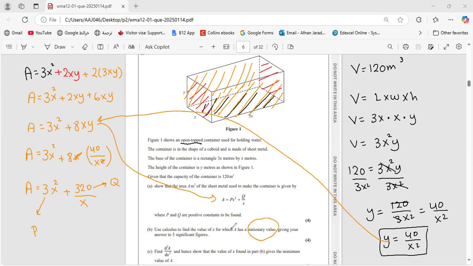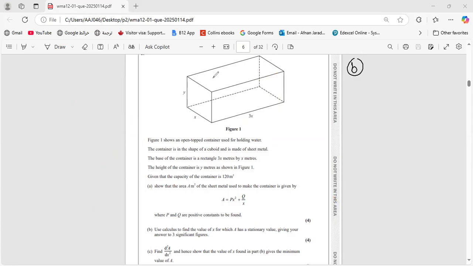Why? Because of the keyword, which is stationary point, turning point, maximum point, minimum point, and so on. Okay? So for B, again, the final answer in A is 3x squared plus 320 over x, which equals A. Now, the meaning of a stationary point is that the differentiation must equal 0. Stationary point, turning point, maximum point, minimum point are the same, okay? The meaning is that differentiation equals 0.